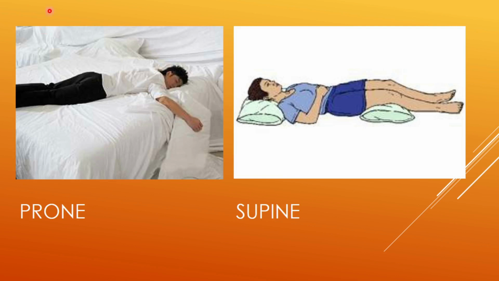Now, some other positions of the body. When you lay on your tummy, like this fellow who's having a snooze, this person is in the prone position. When you're lying on your back, you're in the supine position. These are positions that you may well ask patients to lie in throughout your studies and throughout your career, so you can access certain regions of the body more easily.